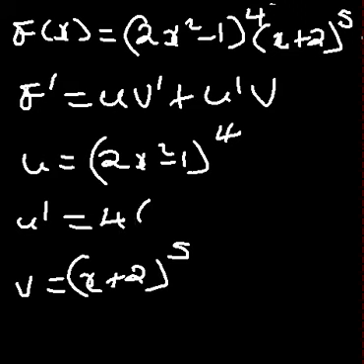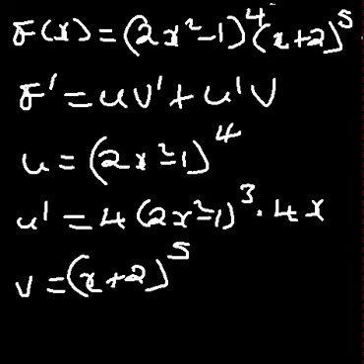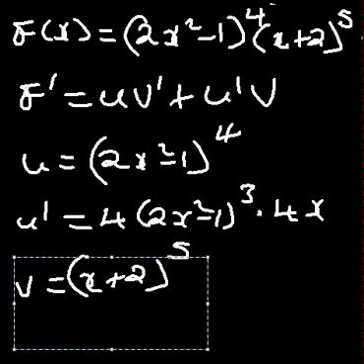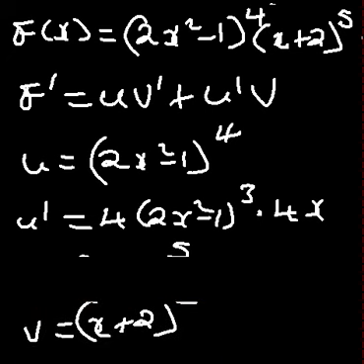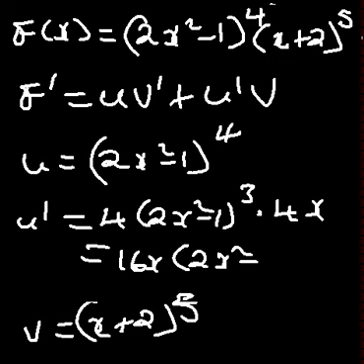So now in this case we'll have 4 times 2x squared minus 1 to the power 3, times 4x. By the way, this is to the power 5 here. So now we have it given as 16x times 2x squared minus 1 to the power 3. So that is the derivative.